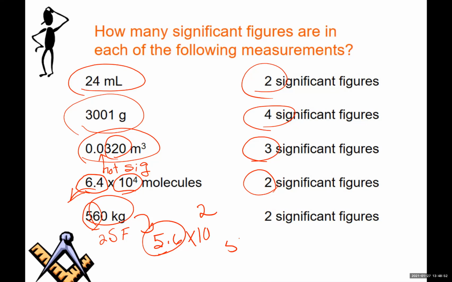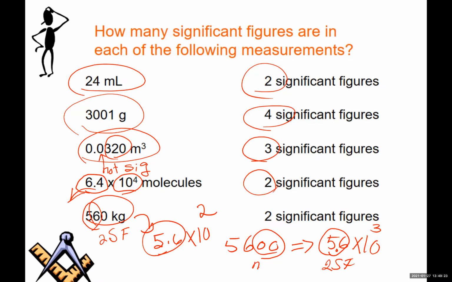If I write this one, can I write scientific notation 56 times 10 to the power of 4? .6 I meant, times 10 to the power of 3 I meant. Sorry about that. So 5.6 times 10 to the power of 3 still has 2 significant figures. So these zeros are not significant. Assume they are not significant.